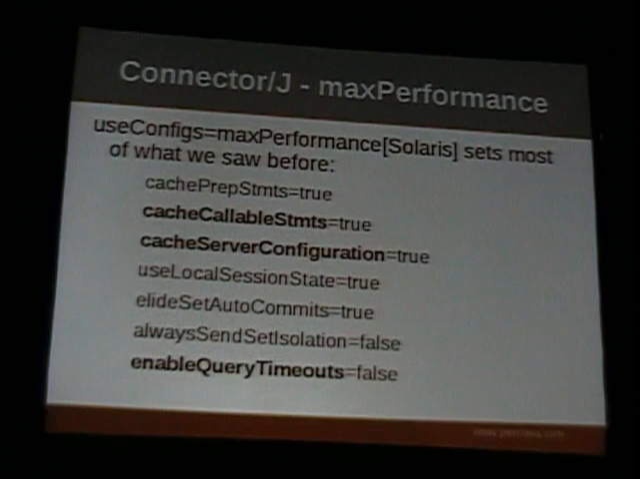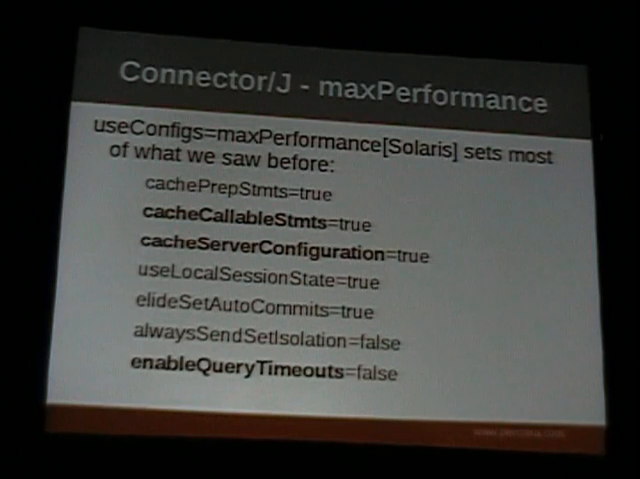So here is the config file we were talking about earlier. It's called Max Performance, and I had the wrong name. There is Max Performance or Solaris Max Performance, not Max Performance Solaris. Apologize for that. And this will set most of what we saw before, plus cache server configuration. That will save us from two extra queries, show variables and show collation.